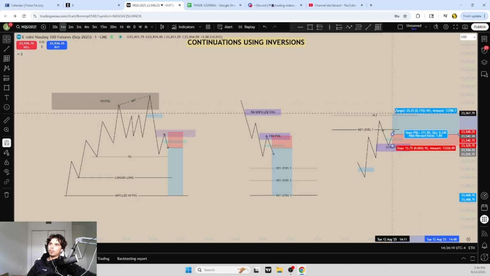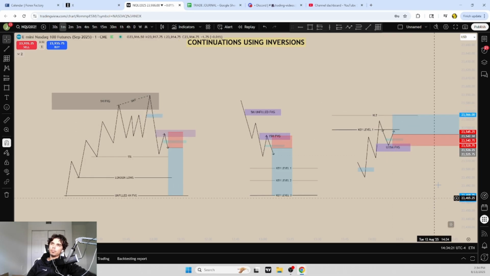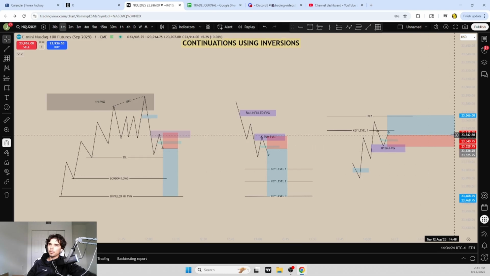Boom. Just like that. A 171. This looks hella ugly. Hold on.